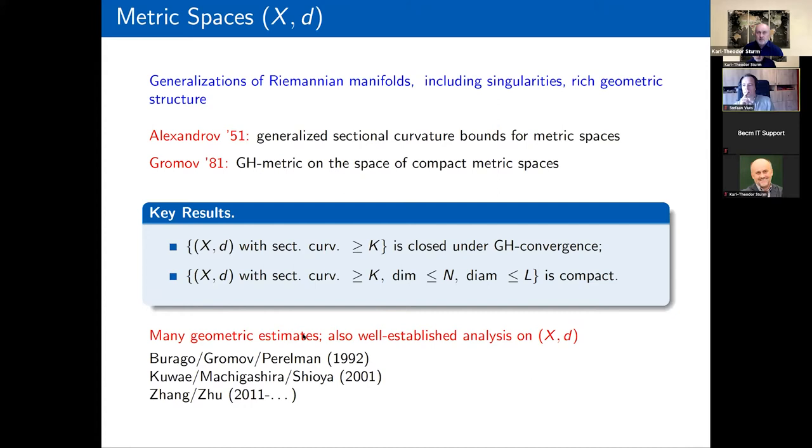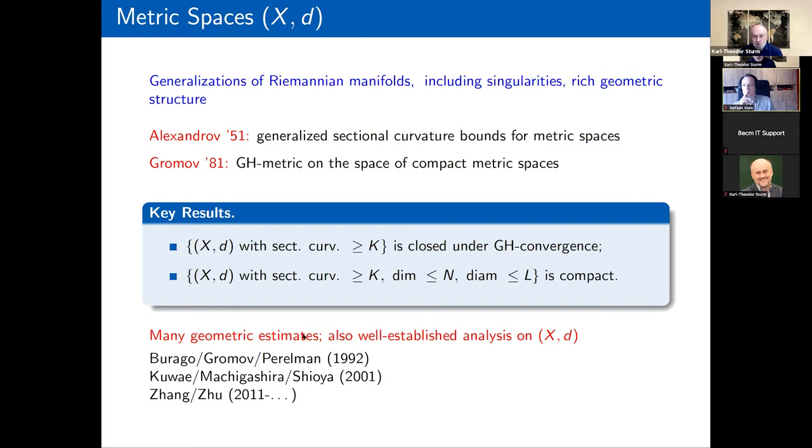And before I go into the metric measure space setting, let me first start with the metric spaces. So metric spaces we regard as generalizations of Riemannian manifolds, including singularities, rich geometric structures, so branching, corners, and so forth. And already in the middle of the last century, Alexandrov was able to extract fundamental properties of Riemannian manifolds in terms of metric properties.